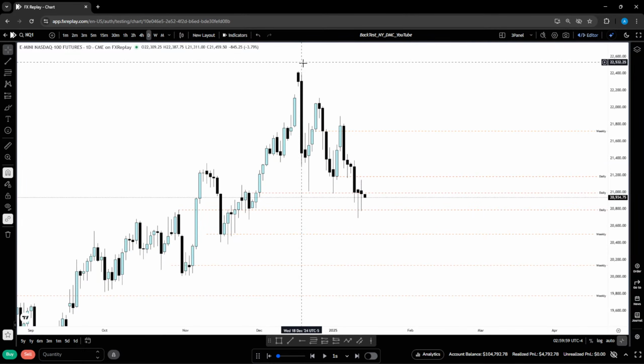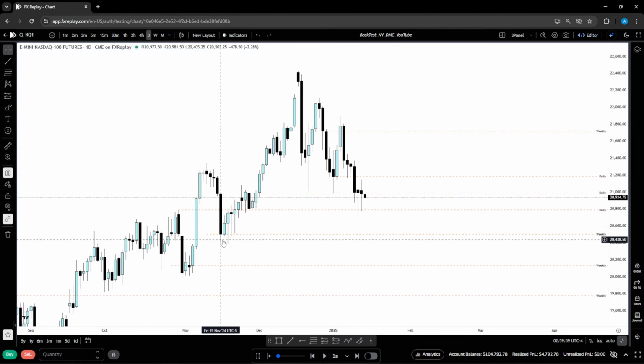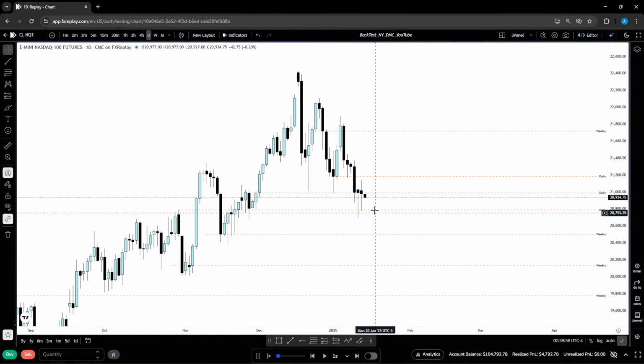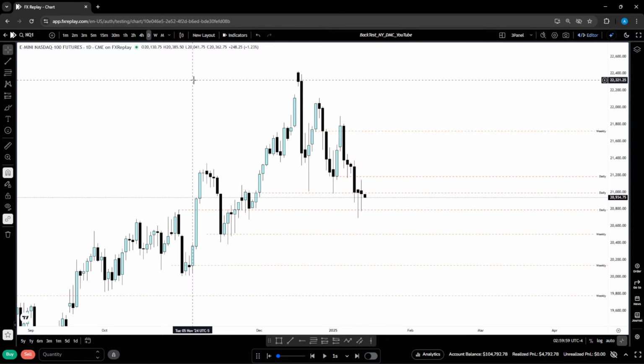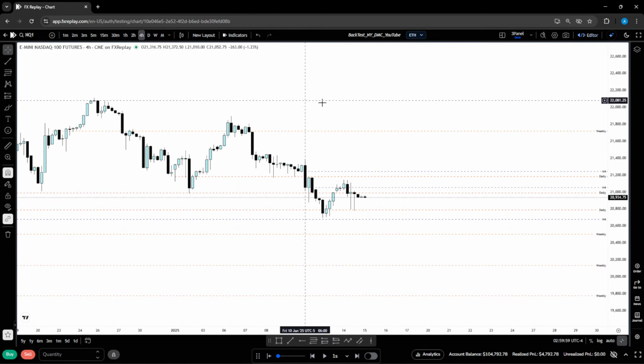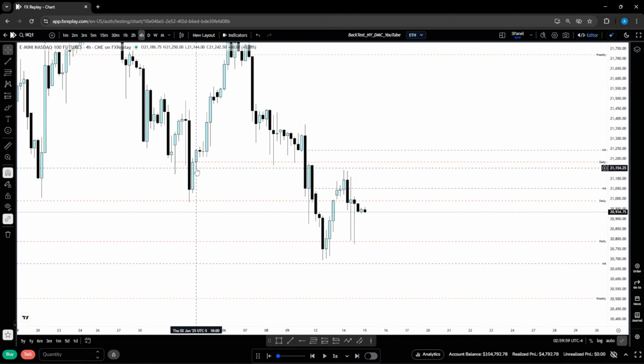So price basically in this leg has been retracing. We have lost this daily level. We have been rejected off of that daily level. We have also been rejected from this daily level. So we are kind of like in the middle. These are the three levels.